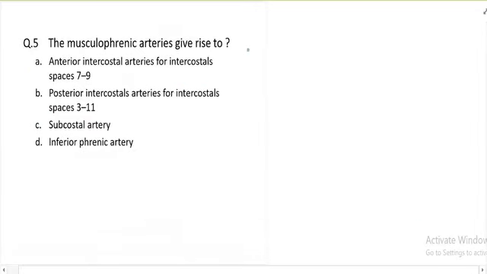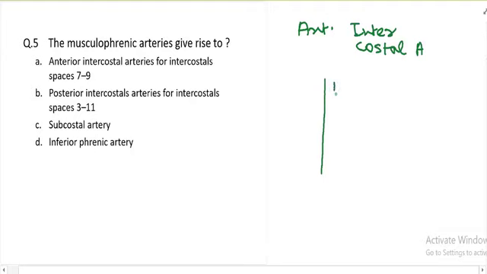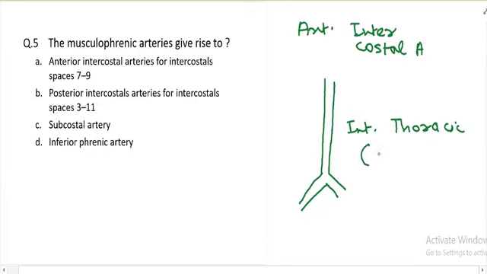Anterior intercostal artery is a branch of internal thoracic artery which divides into two. This is internal thoracic artery. It supplies anterior intercostal artery in 1 to 6 intercostal spaces.